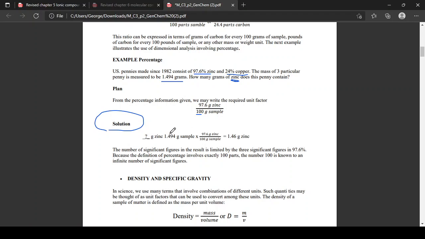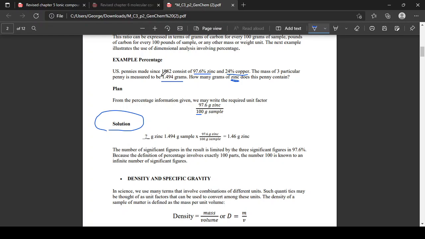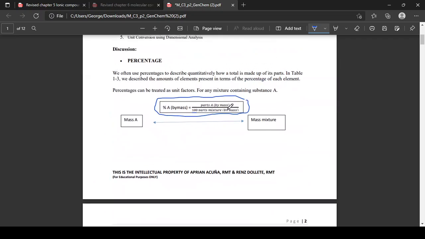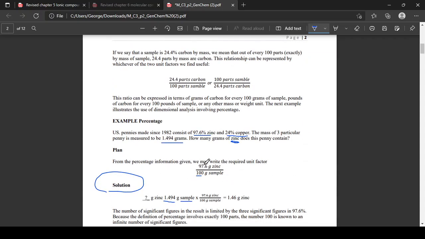In your zinc, you first write the sample. Our sample, the mass of a particular penny, is measured to be 1.494, and that is your sample. Therefore, carry over 1.494 grams of your sample. Your parts A, since we are finding zinc, of course, is 97.6 grams of zinc. Since it is by mass, it is in grams. 97.6 grams of your zinc over 100 grams, which is a constant in your percentage in a given sample.